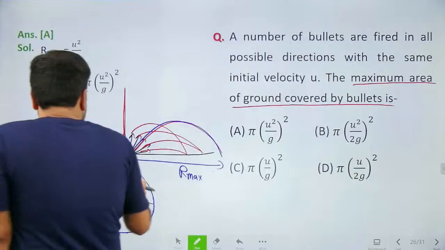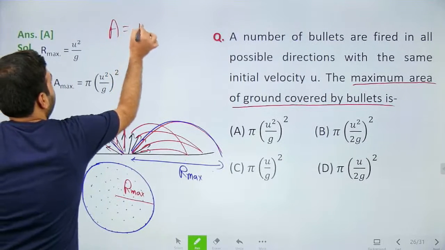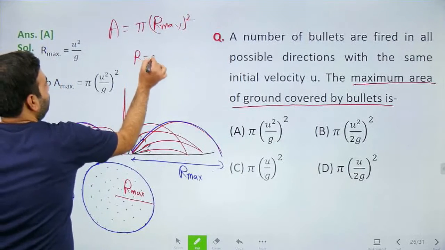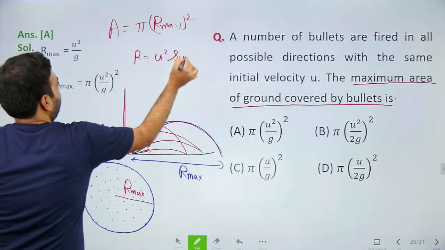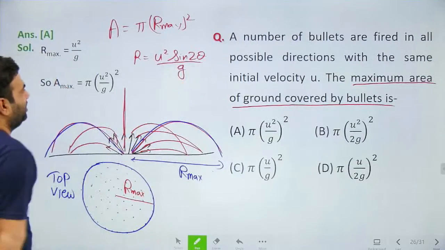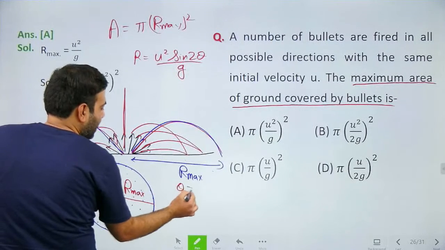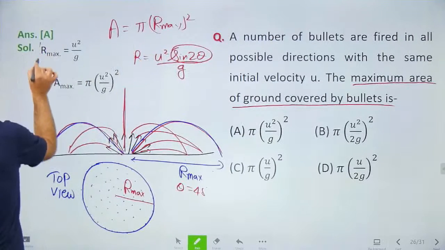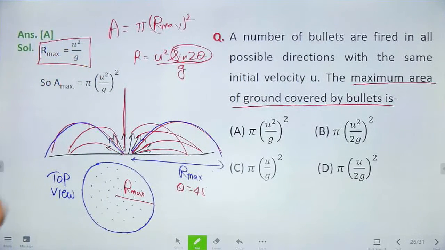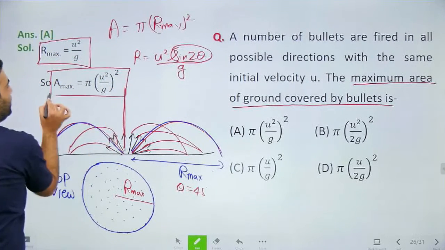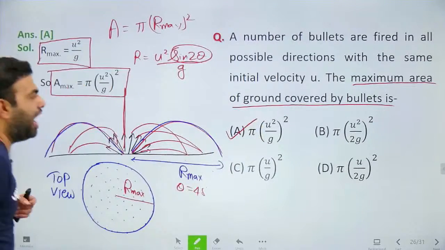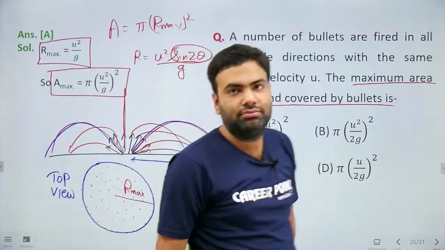These bullets have maximum range, so the radius is R max. So what will be the area? Area will be pi into R max square. Now R is equal to U square sine 2 theta by G. This is the value of R, and R is maximum when theta is equal to 45 degrees. So put theta equal to 45, sine 2 theta will become 1, and R max, which you already know, you will get U square by G. So put R max equal to U square by G, and you will get the maximum area covered by the bullets equal to pi into the square of U square by G. So the answer is option A, pi into square of U square by G.